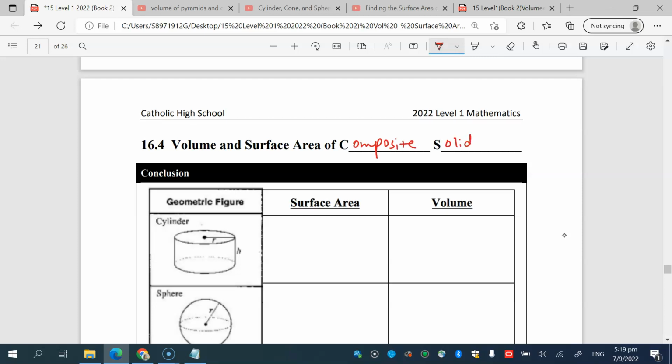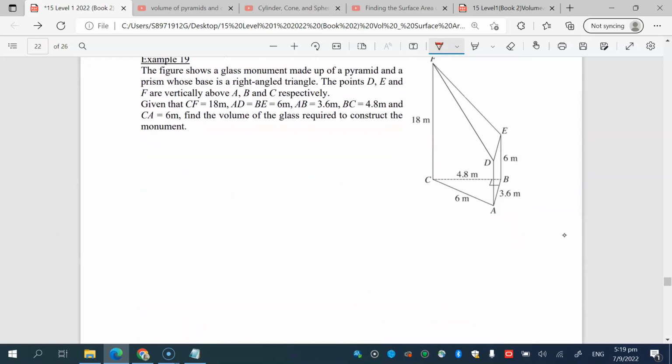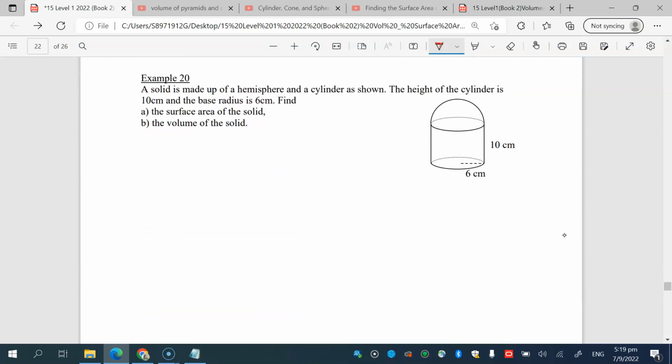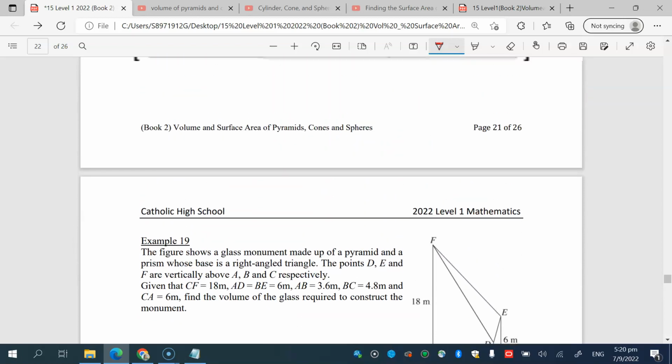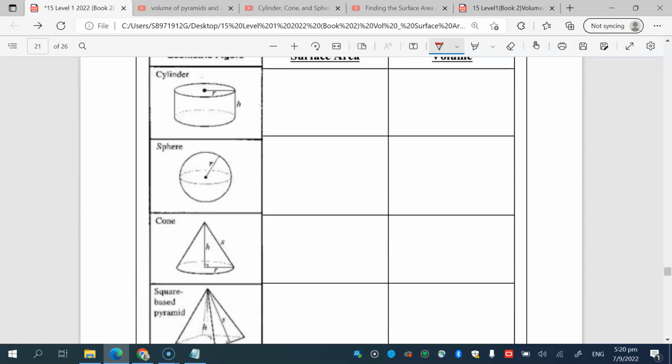Which means that in a solid there could be multiple figures attached. For example, over here you could have a prism and a pyramid together, or you could have a hemisphere and a cylinder together. So these are all composite solids, right? Okay, so we'll look at those questions. But before that, let's fill up the summary over here.